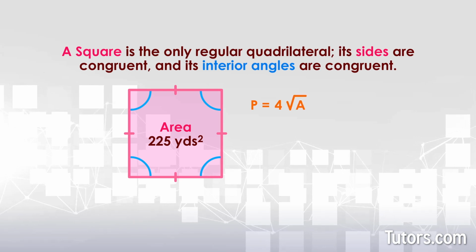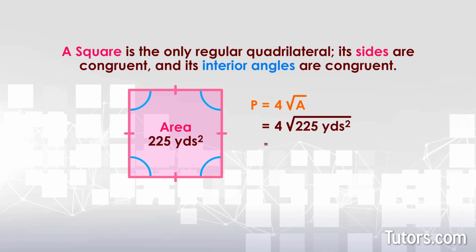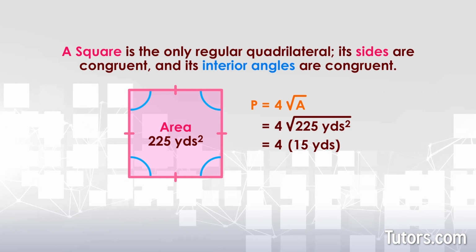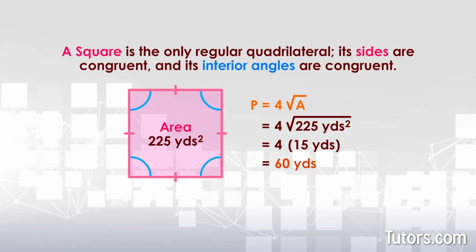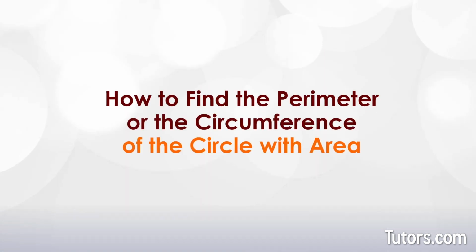For our pictured square, we plug in our area, find its square root, and multiply by 4 to get the total perimeter. And our answer is the perimeter equals 60 yards. Now let's look at how to find the perimeter, or the circumference, of a circle with area.